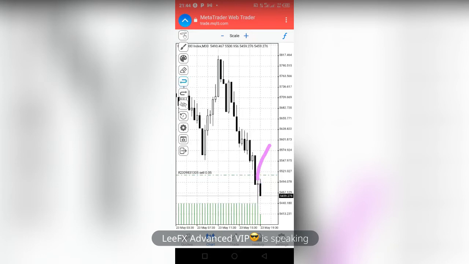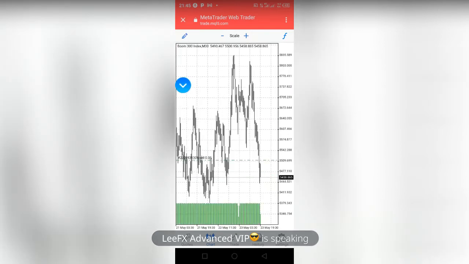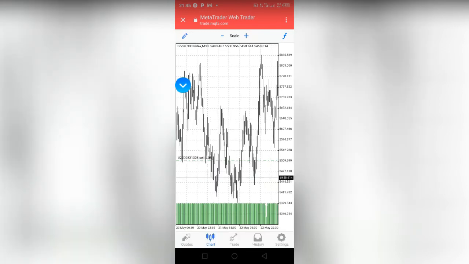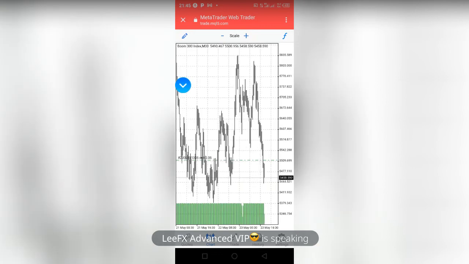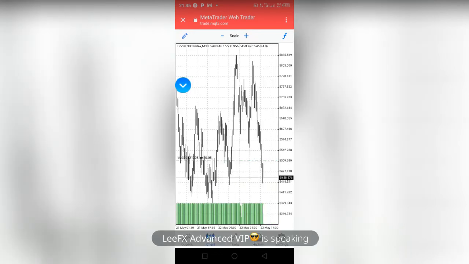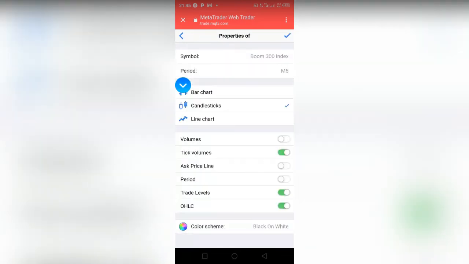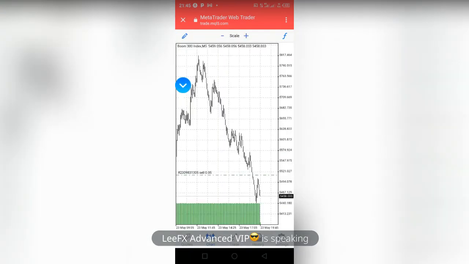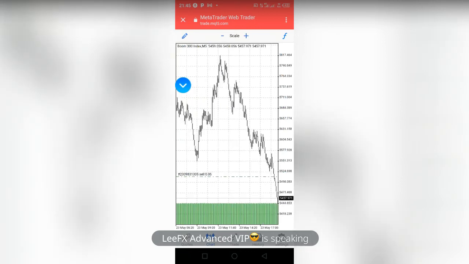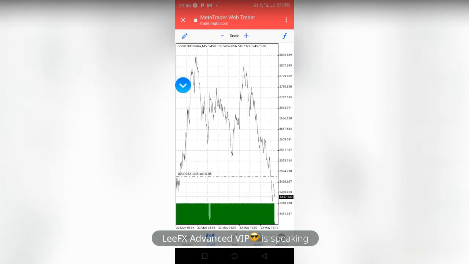So it shows that sellers will take control very soon, even if it is ranging. It shows that the sellers seem to be very strong. So when we look at it now in 5 minutes, we are looking at it on FED. This is how it shows in the 5 minute time frame.